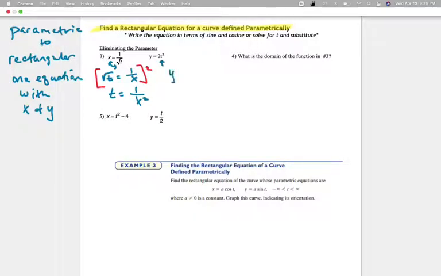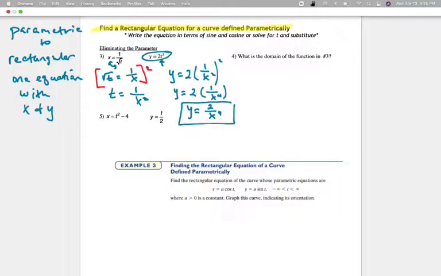Now I'm going to plug that in for the t right here. So we're going to say y equals 2 times 1 over x squared, and then that whole thing is squared. All I'm doing is plugging it into this equation and doing the operations that are said to be done to t, which was 1 over x squared. When you simplify that, you get 2 times 1 over x to the 4th, which is 2 over x to the 4th.